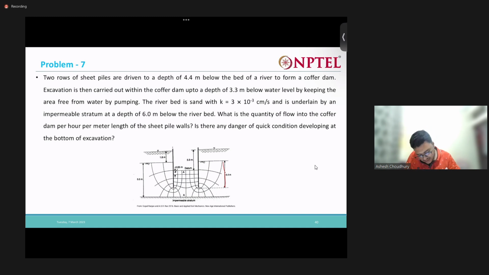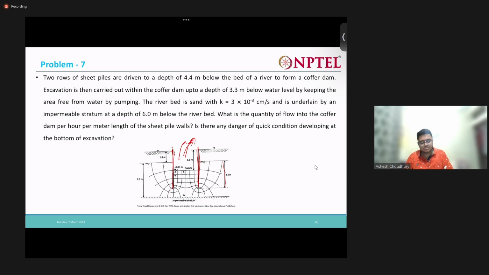So then we are excavating the soil out within the coffer dam up to a depth of 3.3 meter below the water level, keeping the area free from water. We are actually pumping out the water, and this coffer dam is made using the sheet piles. This is the water level and this is the river bed, right? We have driven this sheet pile into the river bed or the seabed, and then we are pumping out the water so that this portion is dry.